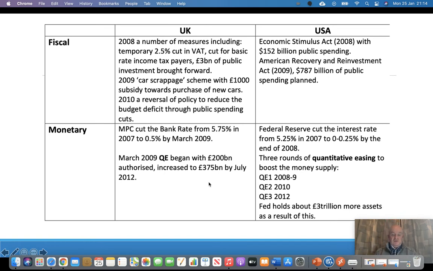In terms of the monetary policy, the MPC, the Monetary Policy Committee of the Bank of England, cut the bank rate from 5.75% in 2007 to 0.5 percentage point in March 2009. Again, in order to try to stimulate economic growth through further spending, and obviously making borrowing significantly cheaper, it was hoped that would stimulate more spending, borrowing, and also investment. In 2009, quantitative easing began with £200 billion authorised, and that was increased to £375 billion by 2012.